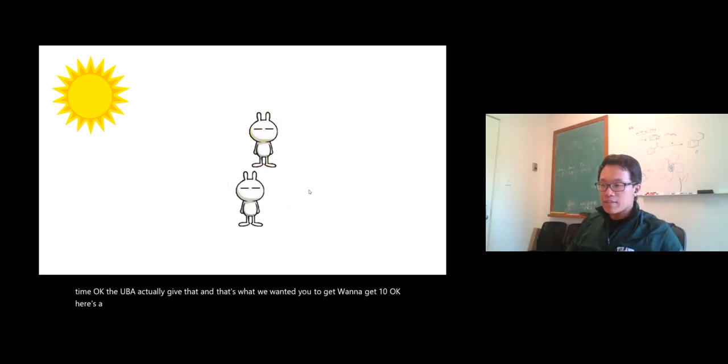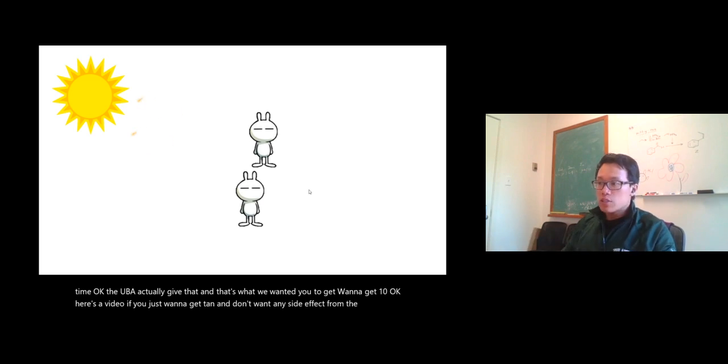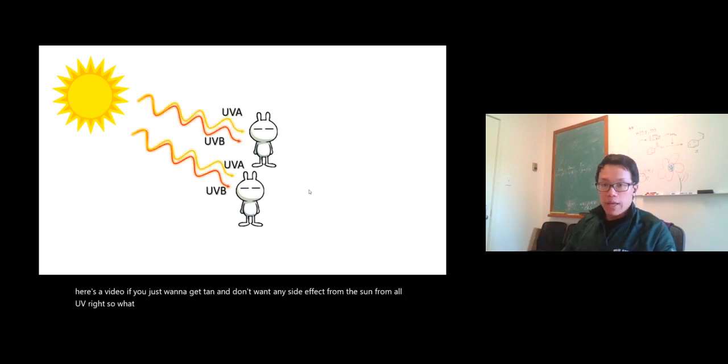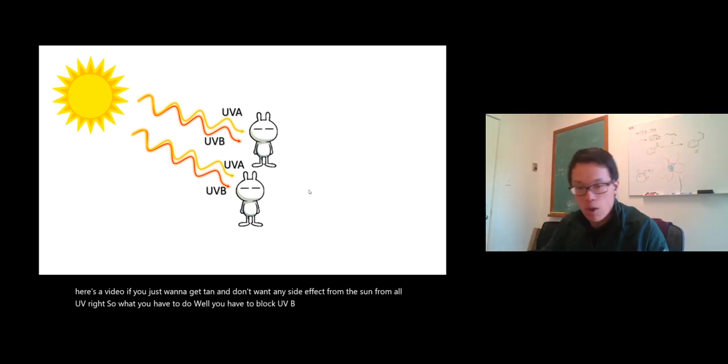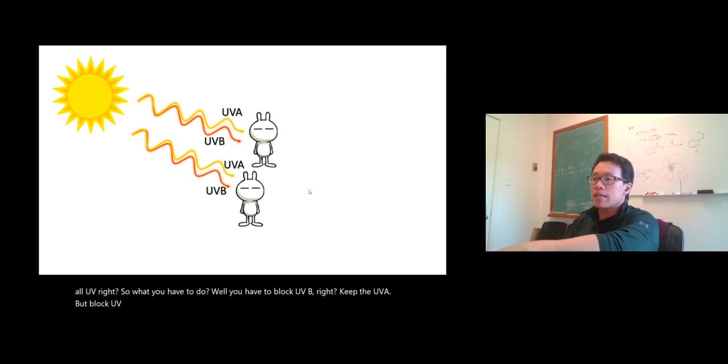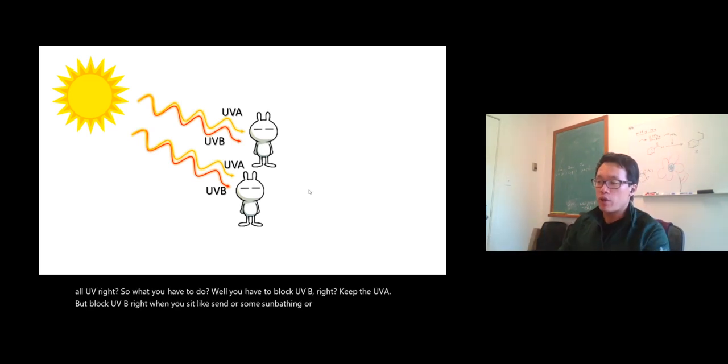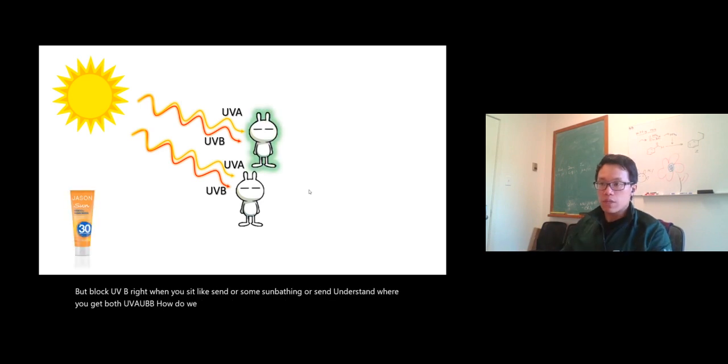If you just want to get tan and don't want any side effects from all the UV, what do you have to do? Well, you have to block UVB. Keep the UVA but block UVB. When you sit on the sand, sunbathe, or stand under the sun, you get both UVA and UVB. How do we block UVB though? Well, that's what a sunscreen or sunblock is for.